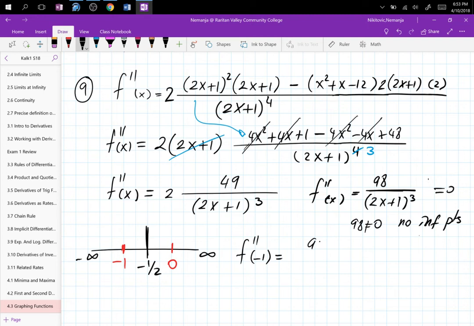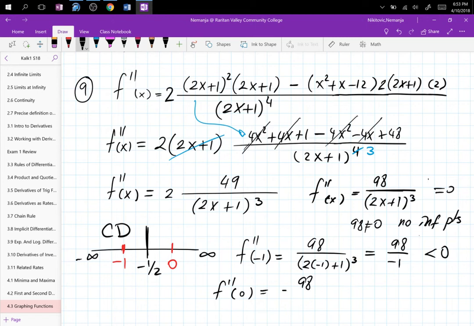So it's going to be 98 divided by 2 times negative 1 plus 1 cubed. That's 98 divided by negative 1. So that's less than 0. So it's concave down. This next one is with 0. So it's 98 times 0 plus 1 cubed, which is 98 over 1, which is larger than 0, concave up. So yay! I have everything I need to draw this graph.